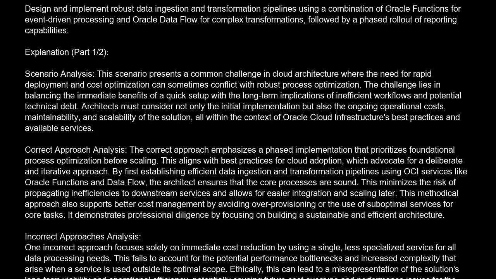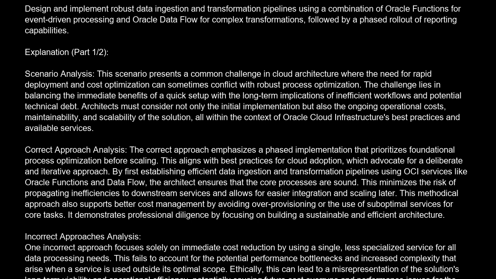The correct answer is C. Design and implement robust data ingestion and transformation pipelines using a combination of Oracle Functions for event-driven processing and Oracle Data Flow for complex transformations, followed by a phased rollout of reporting capabilities.